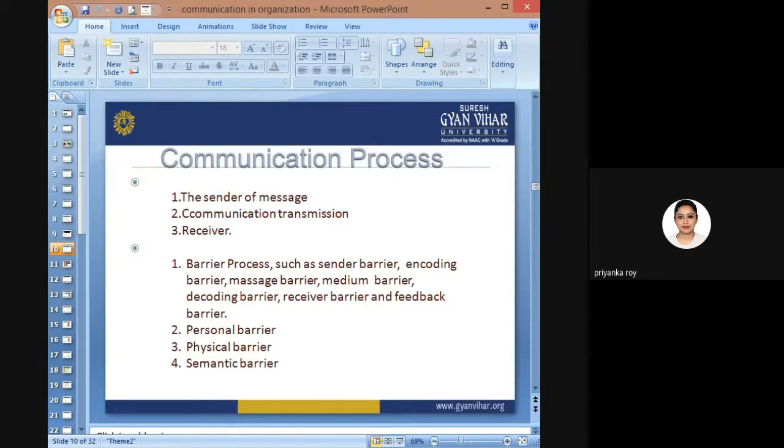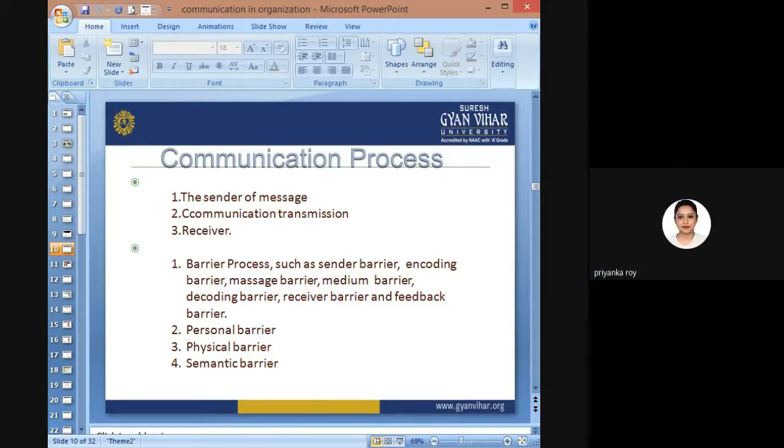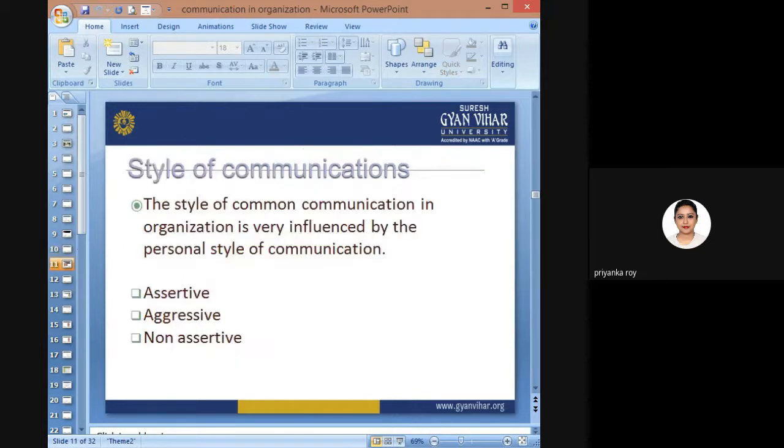The communication process is that the sender communicates, there is transmission, the receiver receives, and there are barriers to it, such as sender barriers, encoding barriers, message barriers, medium barriers, decoding barriers, receiver barriers, and feedback barriers. These are various types of barriers that you can come across. Then you have personal barriers, physical barriers, and semantic barriers of understanding that can turn out to be a hindrance in the communication process.